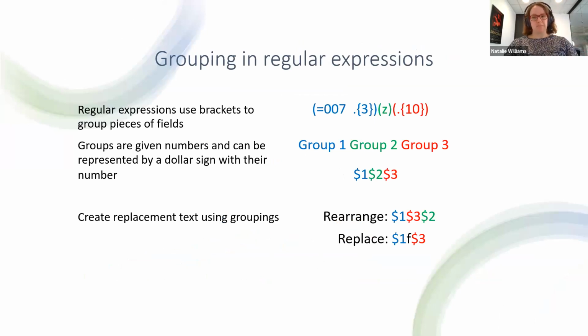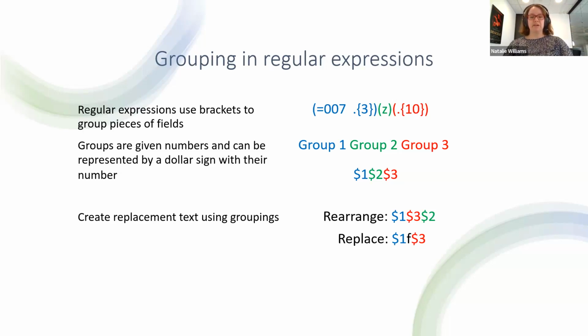You might have wondered about the brackets. Regular expressions use brackets to group pieces of fields. So my regular expression is grouped into 3 groups. The first 3 characters in the 007 field in blue, the Z character on its own in green, and the rest of the characters in red.